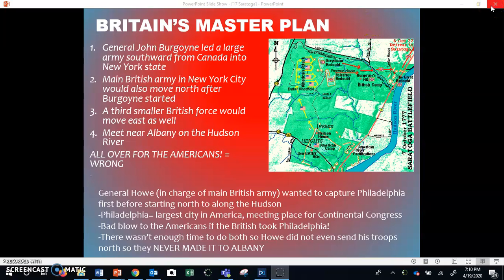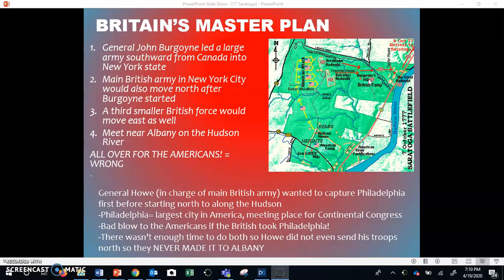Now, the Second Army, which was the main British Army, is in New York City at this time, and they would then move up north and meet with John Burgoyne's group. So now they would have two British troops. Then they had a third, smaller British force that would move east. So starting right here and moving east.